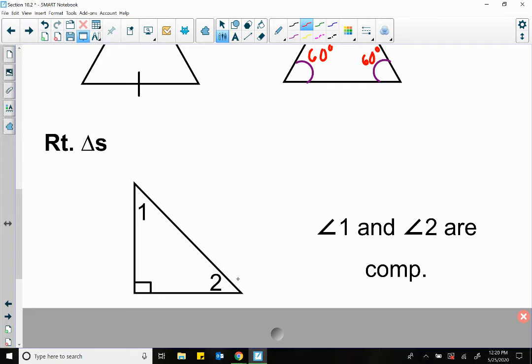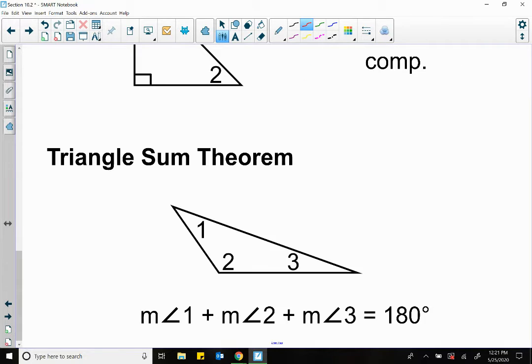Okay? And remember, we talked about complementary. It means that these 2 angles have to add to 90 degrees, which makes sense because 90 degrees between these 2 plus 90 degrees here is 180. So this is just a faster way to deal with right triangles. Angle 1 and angle 2 must add to 90 degrees. Okay? It's another property.